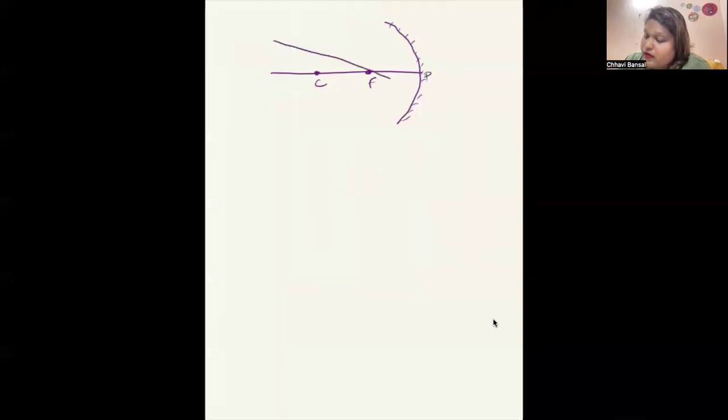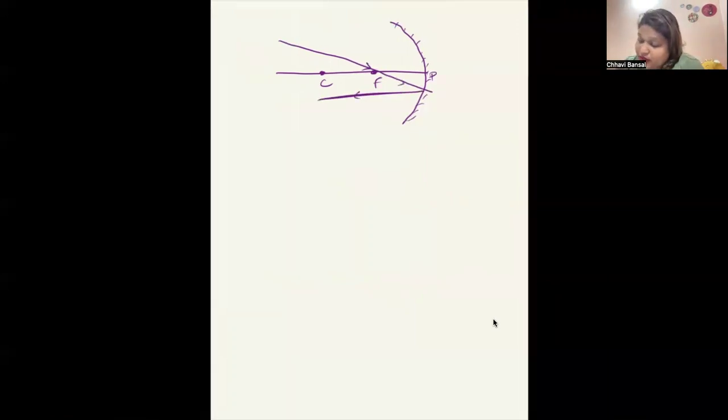Let me show you. For example, a concave mirror. C, F, P. Now, this is a ray. It is passing through the focus. After reflection, it will become parallel to the principal axis. In the same way with the convex mirror.